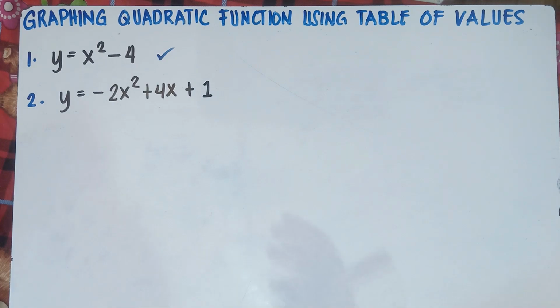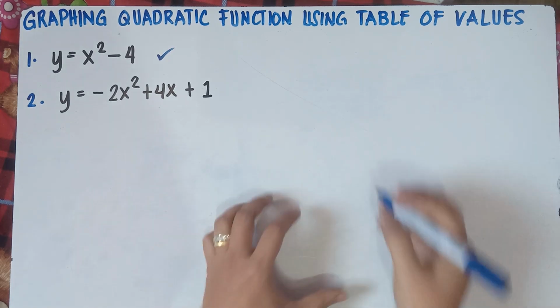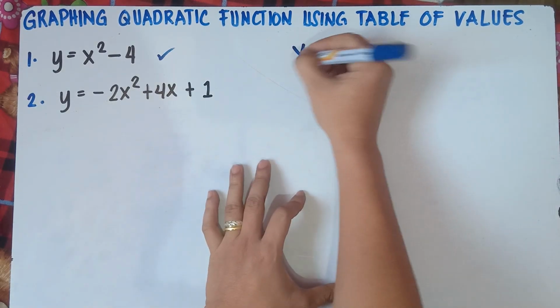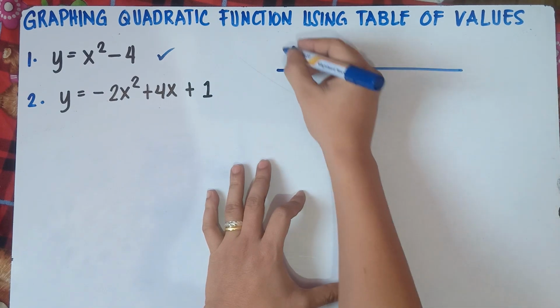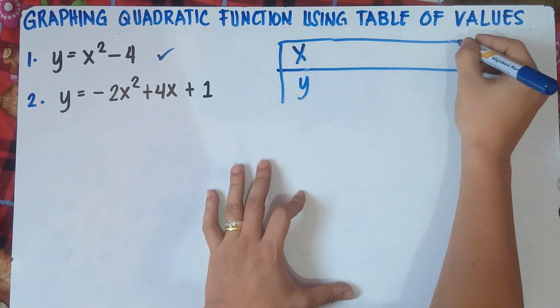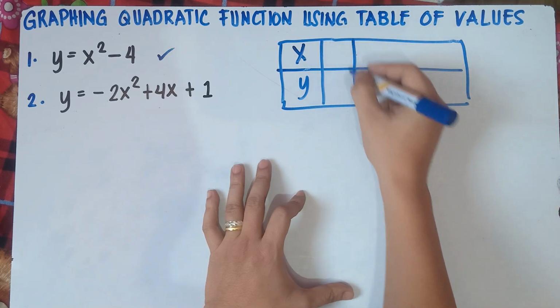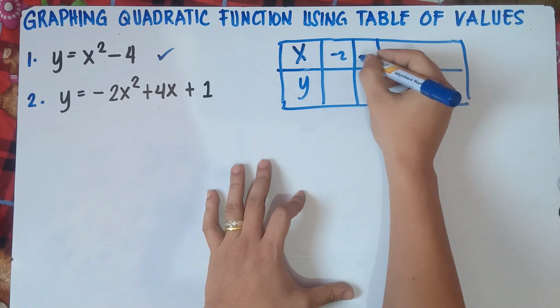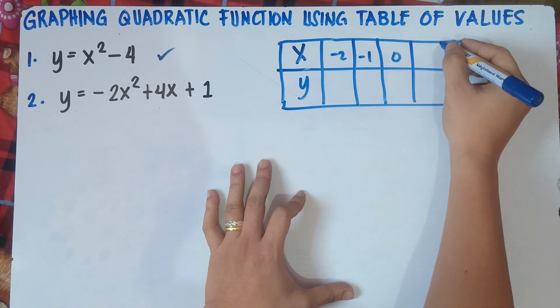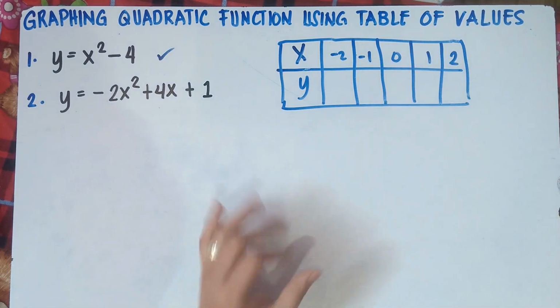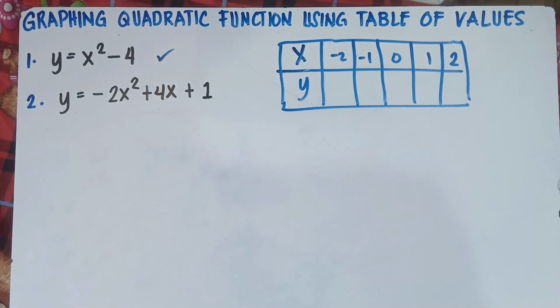Once again, class, in graphing a quadratic function using a table of values, you need to get the center part, the vertex. Now, there are some teachers who already provide the table. Let me give you an example. For the table, we have x and y values. Sometimes the teacher will already give you the x values. For example, negative 2, then negative 1, then 0, then 1, then 2.